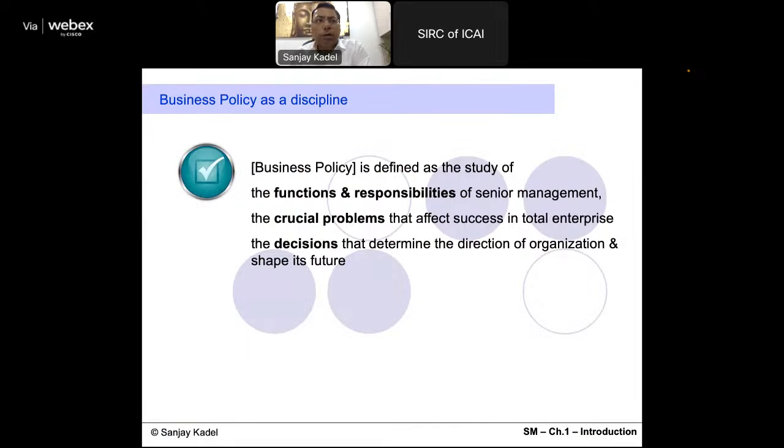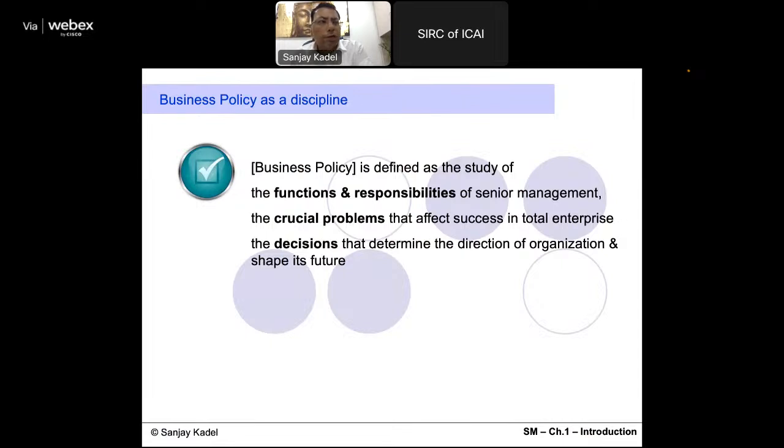The other layers of management may not have such a big contribution to the direction and the speed at which it is growing. Maybe they will be executing the policies made at the senior level. So business policy as a concept by default relates to senior management. The key word here is senior management. The next important keyword here is crucial problems.